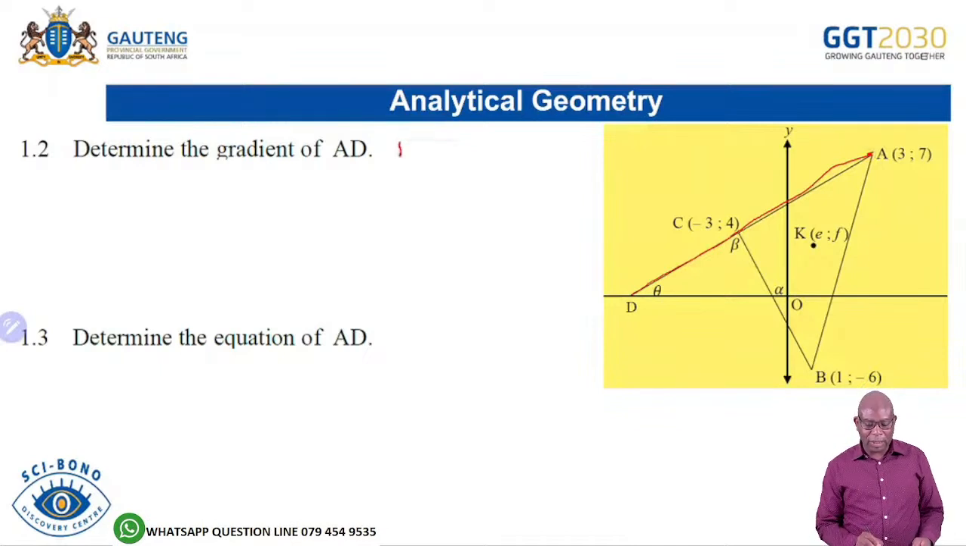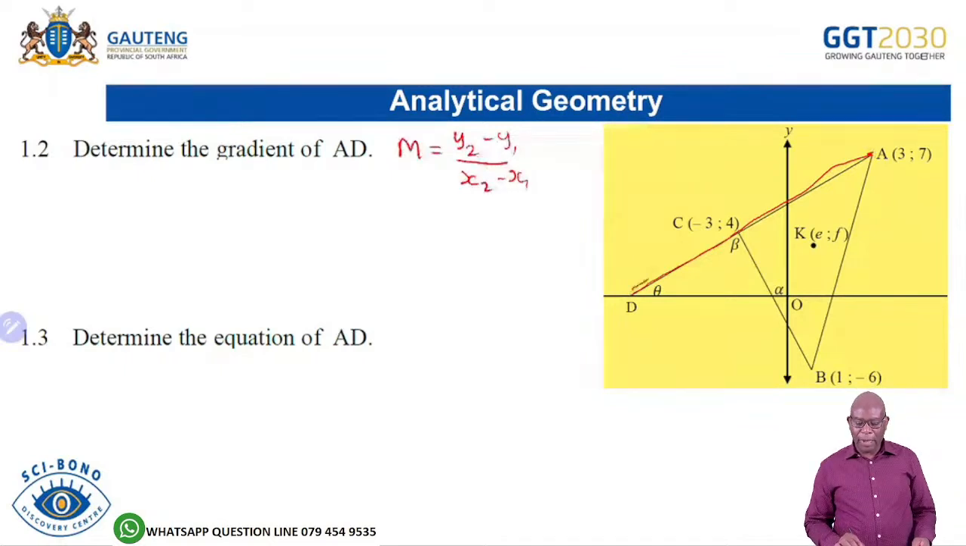So I realize that the gradient formula is the small letter m, which is y2 minus y1 divided by x2 minus x1. So I look at the line AD and I must locate two given points. Remember, D is not given. So I locate two given points. If I locate two given points, I've got a C and an A. So I'm going to substitute there.